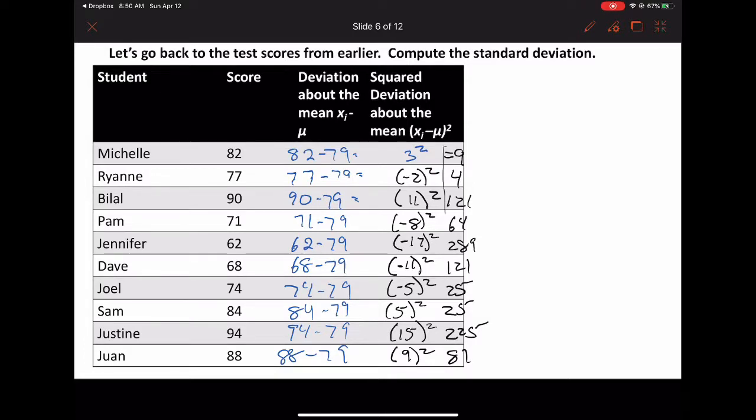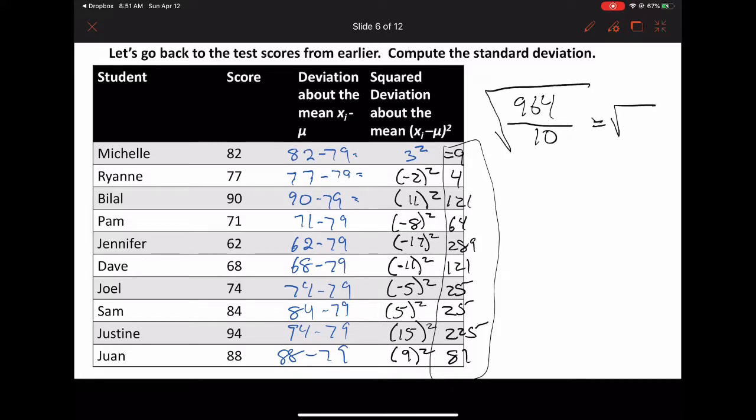So I'm just going to take all of these and add them together. When I added them all together, I got 964. Perfect. So then you take that 964, divide it by 10 and then take the square root of the whole thing. So I have the square root of 96.4. My standard deviation is approximately 9.8. That would probably be 9.8%. So that tells you how spread apart my data is.